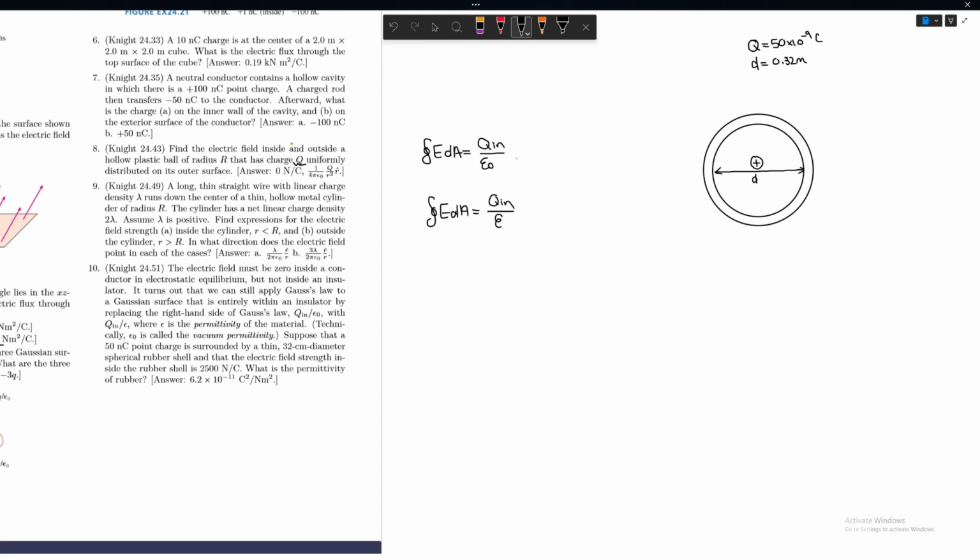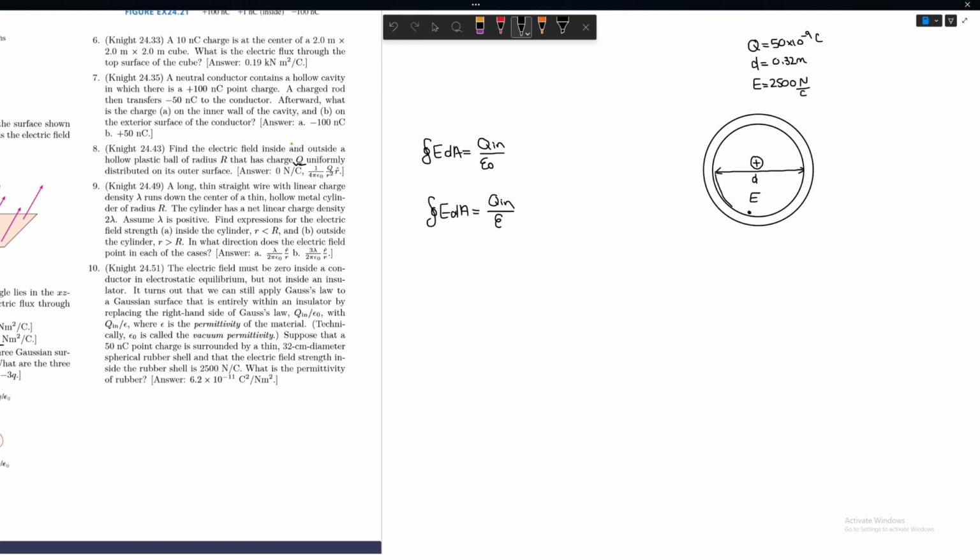Okay. So 32 centimeter diameter spherical rubber shell, and then the electric field strength inside the rubber shell is E equals 2,500 newtons per coulomb. What is the permittivity of the rubber? And so what I'm assuming is, since this is the electric field strength inside the rubber shell, I'll assume that is the electric field inside here.